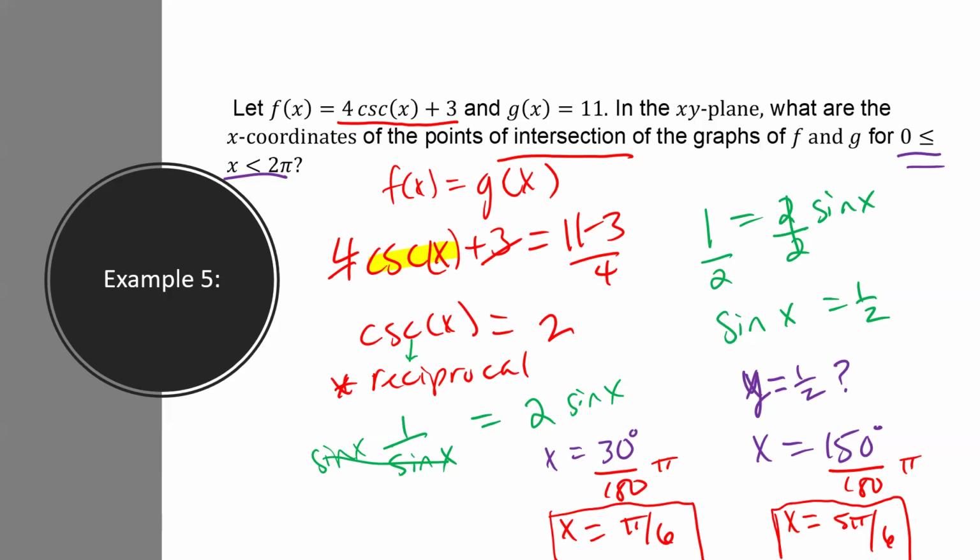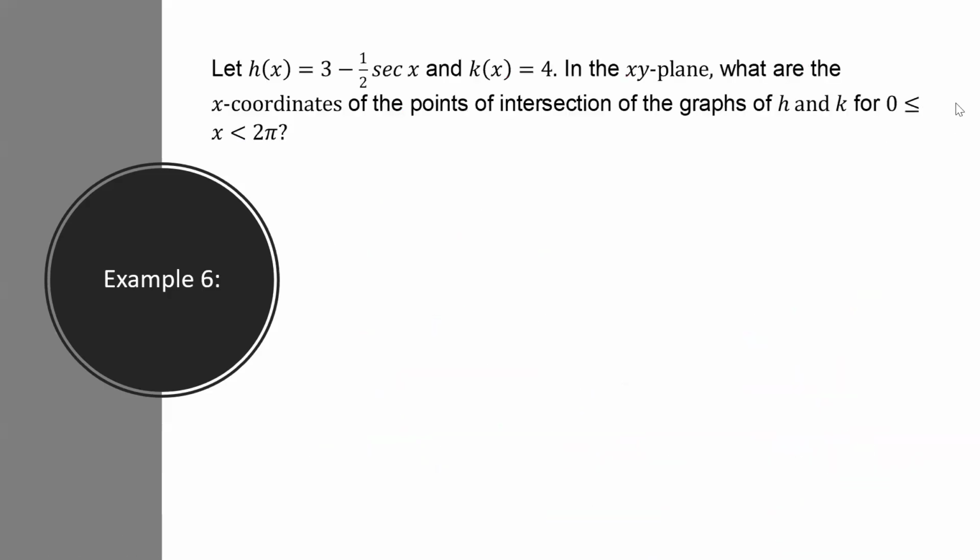All right, how we feel? Let's try another one. Let me hide this floating. Okay, so here we have 3 minus 1/2 secant x, and k of x equals 4. And again, it's asking for their intersection. The only time that something intersects is when they are equal to each other. Okay, so the only time they're going to be intersected is when they're equal. So we have 3 minus 1/2 secant x equals 4.